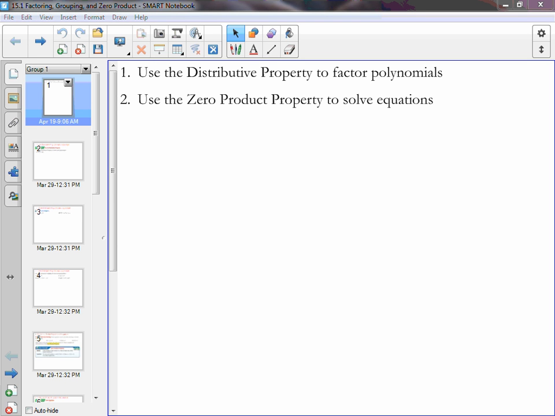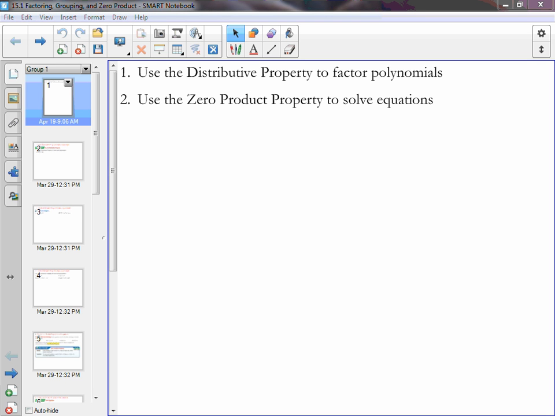All right, we're going to start factoring. Our goal is to get to where we can solve quadratic equations, and to be able to do that, we have to be able to factor. Now, factoring, when we're talking about polynomials, is the inverse operation of multiplying. Factoring undoes multiplying. Okay, they're inverse operations.